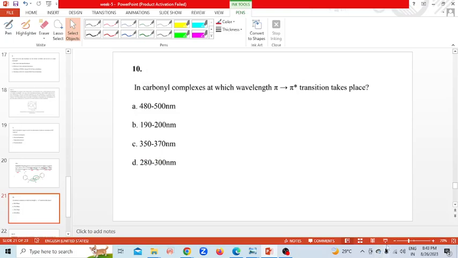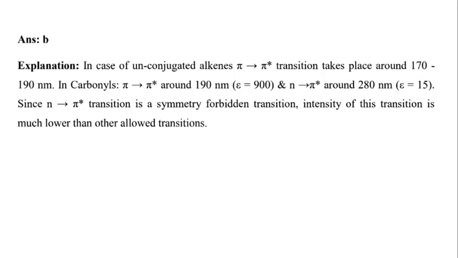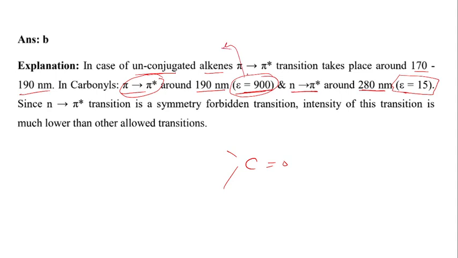Okay, so this is the last question. In case of unconjugated alkene, we have discussed, because it is only C double bond, pi to pi star takes place at 170 to 190. In carbonyl, the pi to pi star transition is at 190 nanometer, and the epsilon value is 900. The other is the n to pi star transition at 280 nanometer, but the epsilon value is only 50. Why are we focusing on pi to pi star only? Because it has a very high epsilon value and will give very good results.